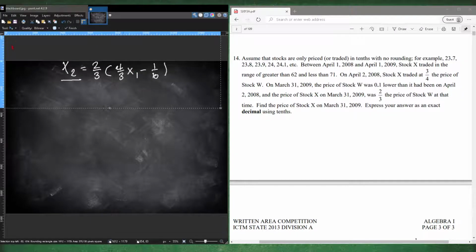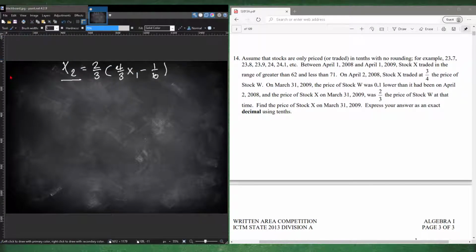So remember, we have some bounds. X2 and X1, they're all X's. They have to be in our range, which is between 62 and 71, as they said in the beginning. And it has to be in tenths, so 62.1, 62.2, 62.3, etc., all the way up to 69.9, because that's just below 71.